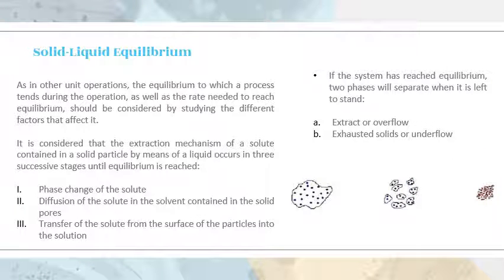As in other unit operations, the equilibrium tends to be reached during the operation, and the speed at which it is reached must be considered. Studying the various factors that affect it, the mechanism of the extraction of a solute contained in a solid particle by means of a liquid is considered to occur in 3 successive stages until equilibrium is reached. Each of the stages has its own transfer rate, with the slowest stage controlling the extraction process.